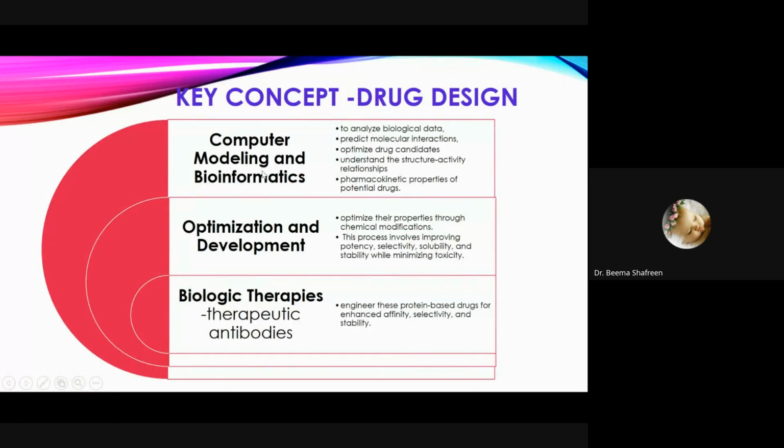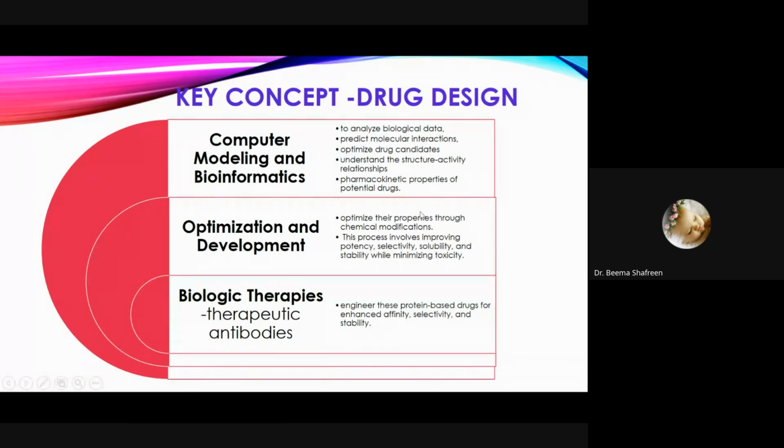Computer modeling and bioinformatics is a key concept, where you have a large data set of compounds and you predict molecular interactions, optimize the drug candidates, and understand their structure-activity relationship and the pharmacokinetic properties of the potential drugs. Next, the key concept for drug designing is optimization and development, where the chemical properties are improved in terms of potency, selectivity, solubility, and stability.